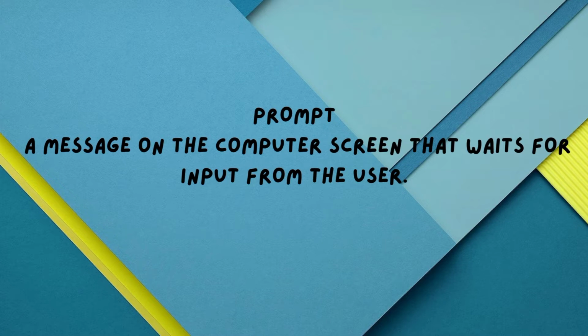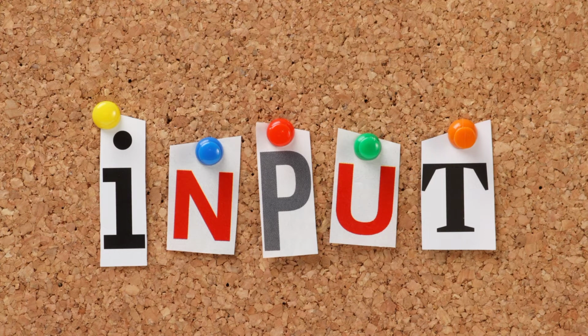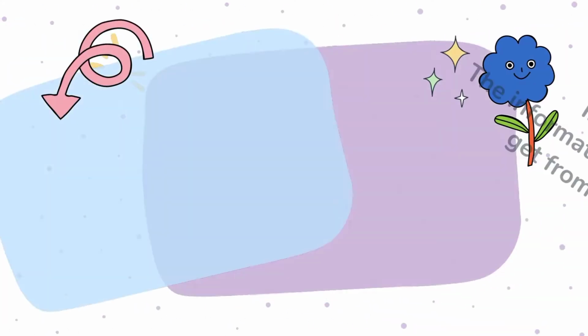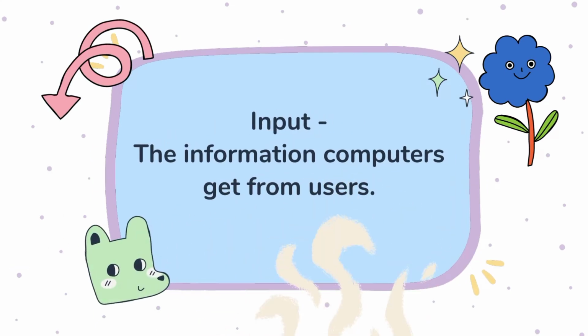Now, what are these inputs? Inputs are those words that we write to our users. Now, we want to send a message to our users, and we want them to be able to interact with the computer. We use what is called an input. Now we ask ourselves, what is an input? An input is the information the computer gets from the users. Yes, any information that is being sent into the computer is seen as an input.